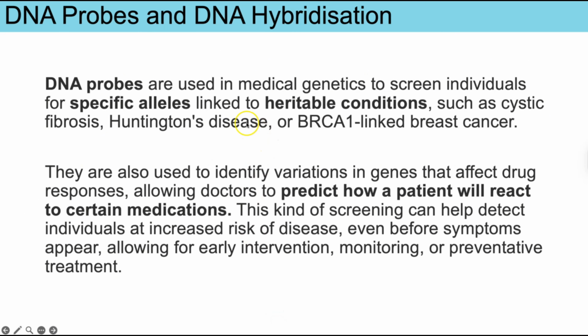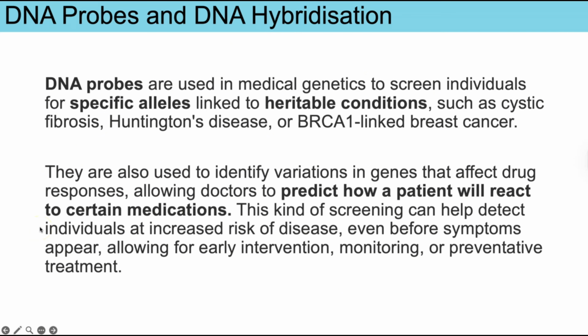These DNA probes are used in medical genetics to screen individuals to see if they have particular alleles linked to inherited conditions such as cystic fibrosis or Huntington's disease, or the gene here linked to breast cancer. They are also used to identify variations in genes that affect drug response, allowing doctors to predict how a patient might react to certain medicines.